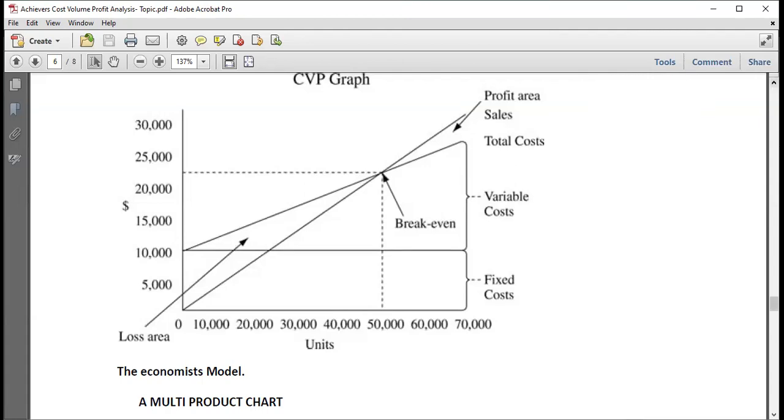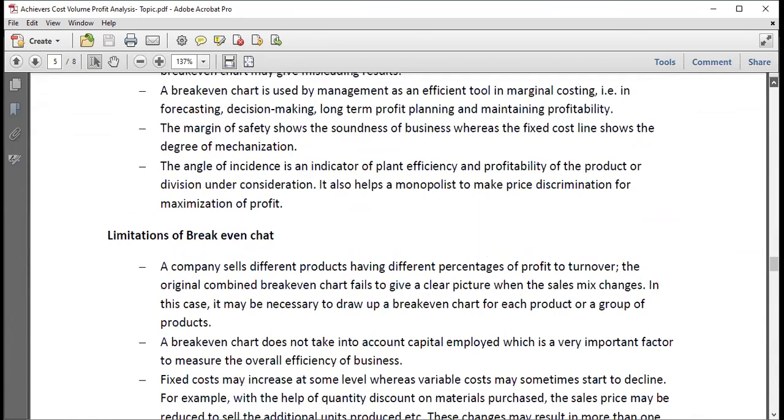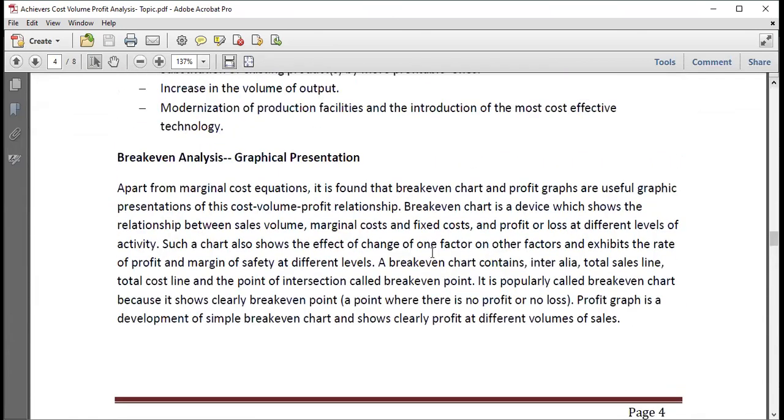So it's good for us to appreciate that point. So that is what you need to know, especially when it comes to your graphical representation.